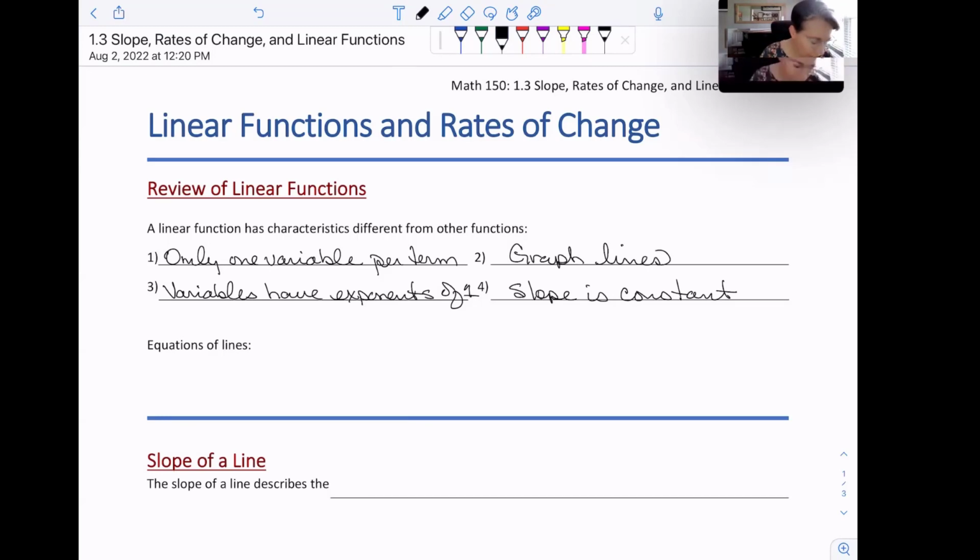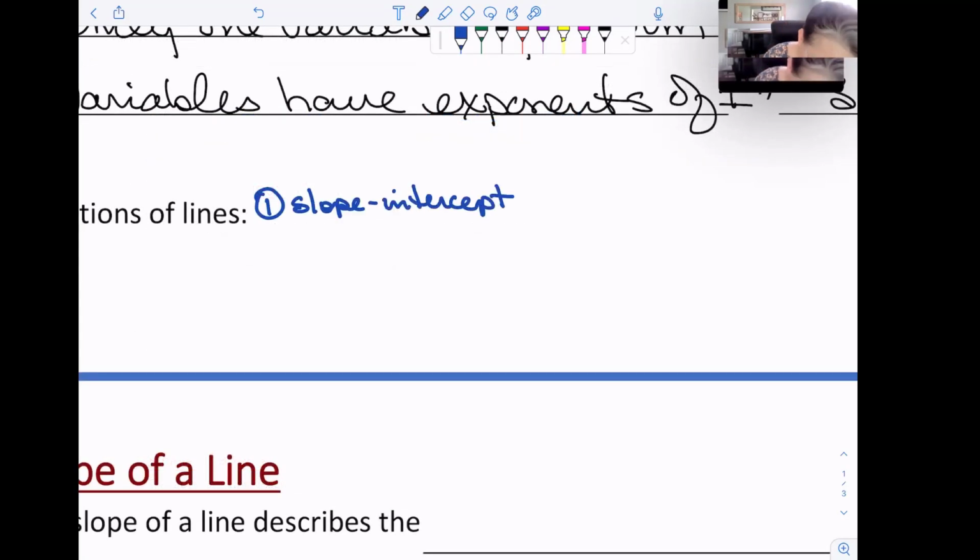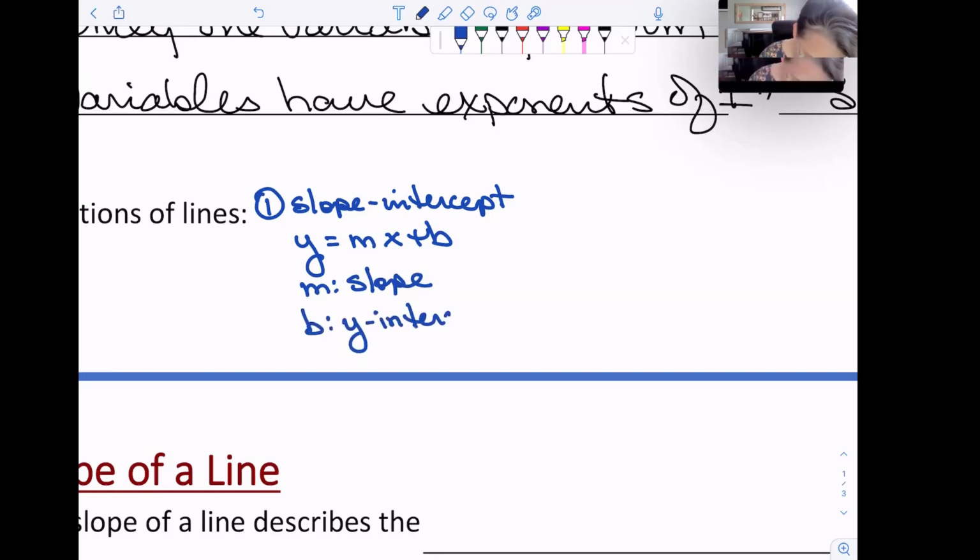So now let's take a look at two different equations of lines. The first one is called the slope-intercept form. It's y equals mx plus b, where m is the slope of the line, and b is the y-intercept, which would be the point (0, b).